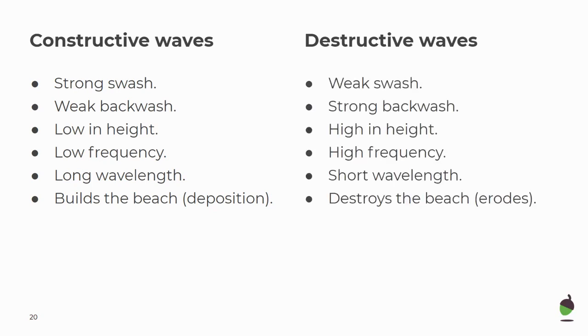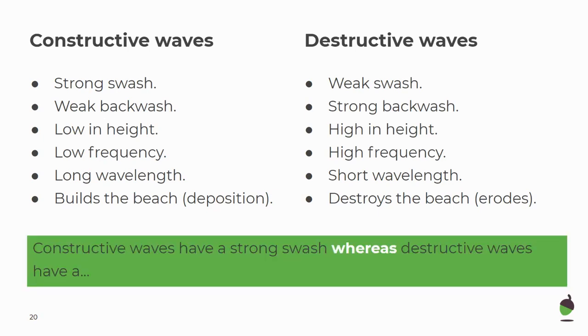Let's see how you got on. In an exam, we're assessed on these by being asked to contrast the different wave types. To contrast, we're looking for differences. So if we have a look at this statement below, constructive waves have a strong swash, whereas, and that connective signifies that we're looking at differences. Destructive waves have a, tell me now? Yes, a weak swash.